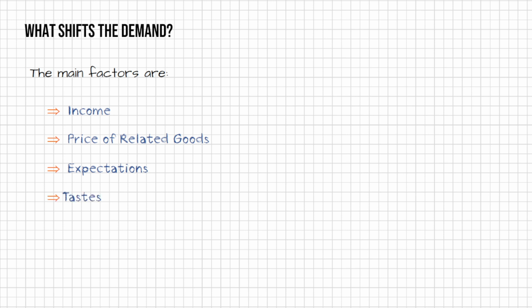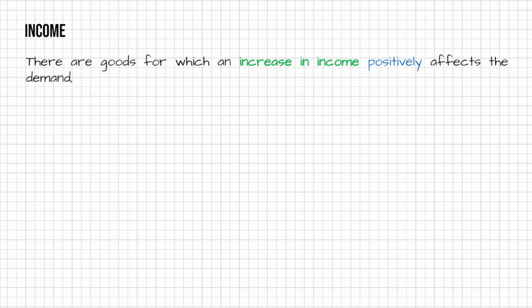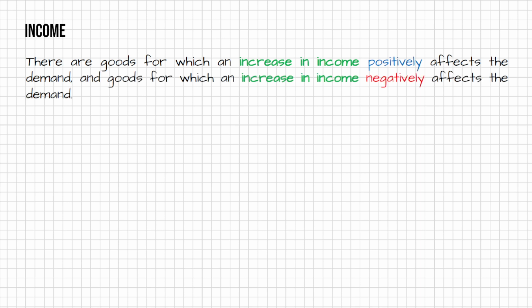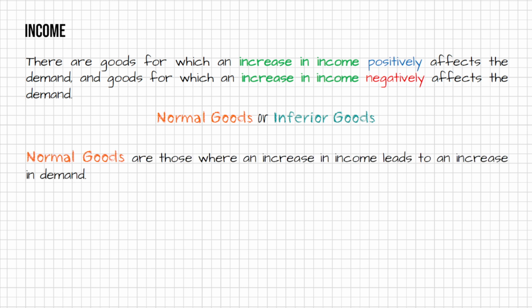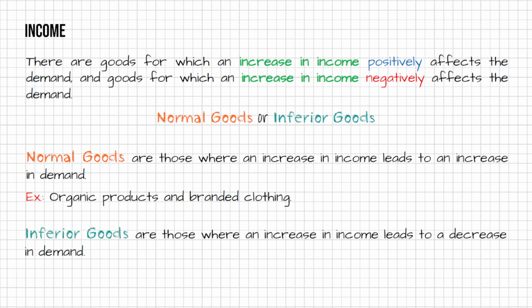Now let's look at some examples. Let's start analyzing how a change in income affects the demand for a certain good or service. There are goods where an increase in income increases demand, and goods where an increase in income decreases demand. Normal goods are those where an increase in income leads to an increase in demand. For example, organic products and branded clothing. Inferior goods are those where an increase in income leads to a decrease in demand. For example, instant noodles and bus rides.